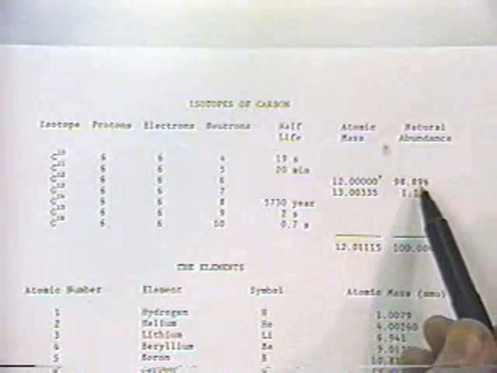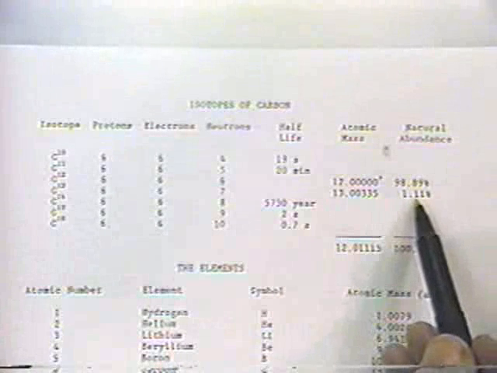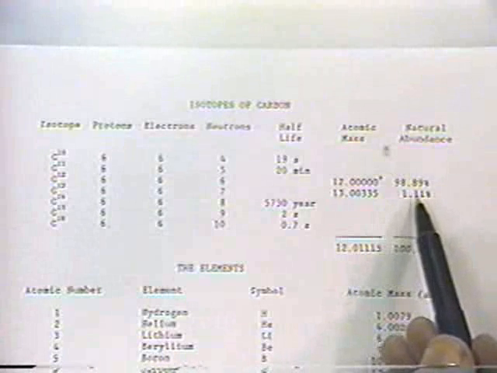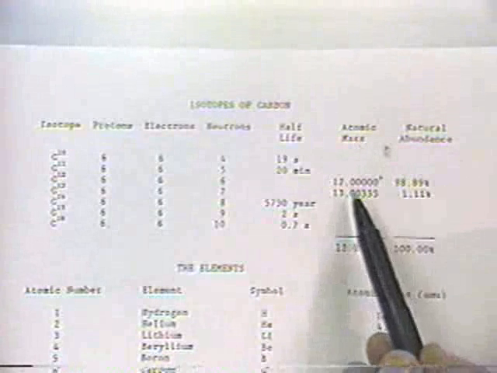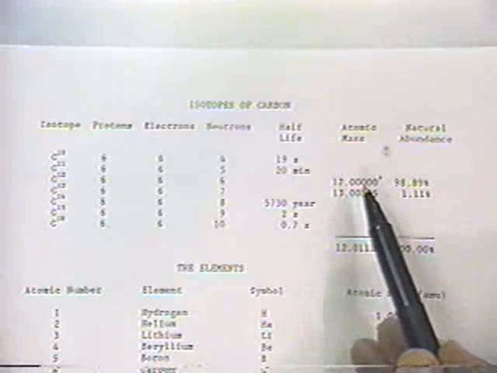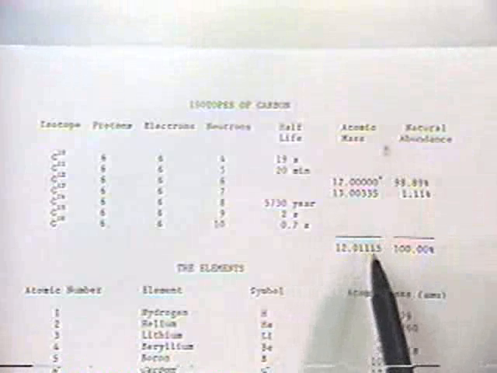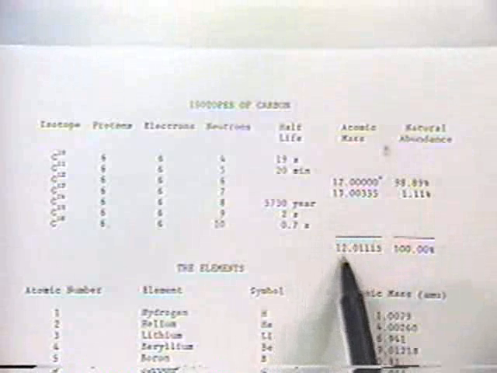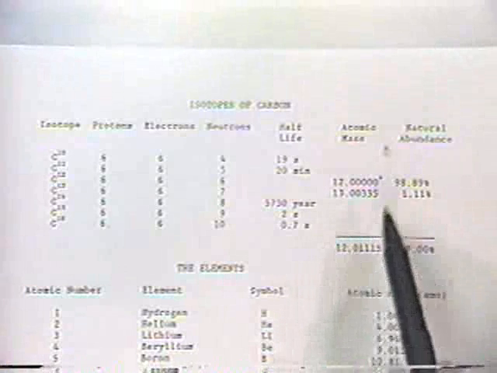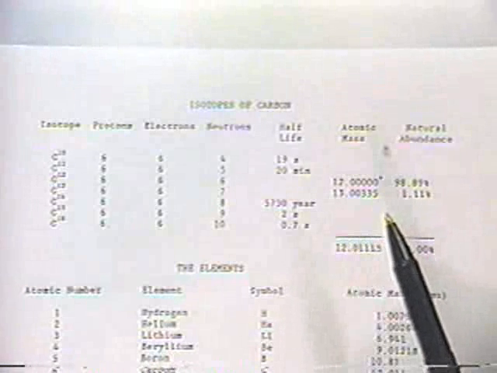98.89% of all the carbon that you find is carbon-12, and a little over 1% is carbon-13. And you can see the atomic mass of each species indicated here. Notice that the mass of carbon-12 is exactly 12 because it's by definition. So if you go to a periodic table and they list the mass of carbon, this is the likely number that you'll find, which is sort of the weighted average of these two atomic masses.